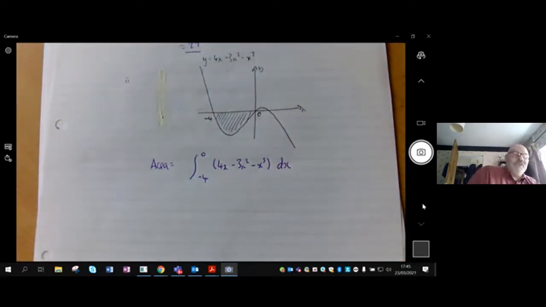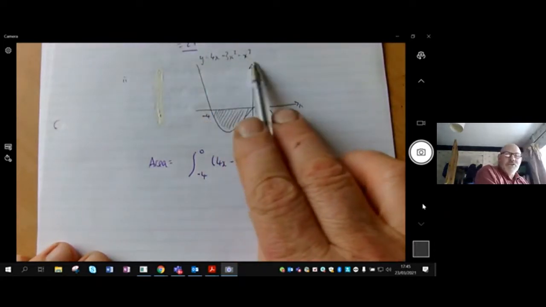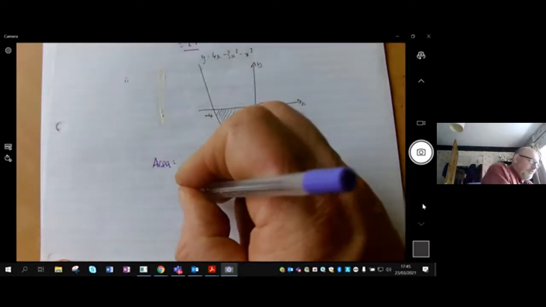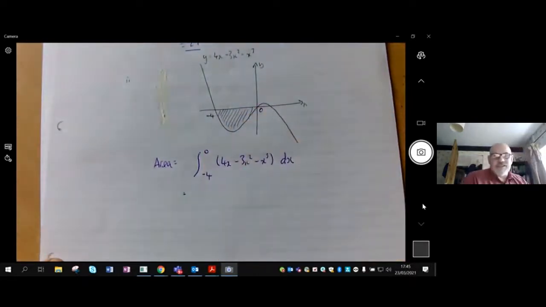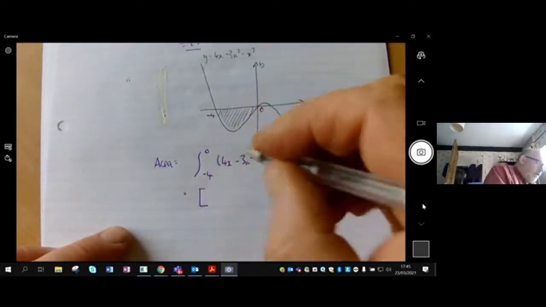Notice it goes through the origin. That might have escaped some people's attention. And actually, if you look at the function, you can see why it goes through the origin. There is no constant for an intercept. So, integrating it, remember, don't forget to integrate.